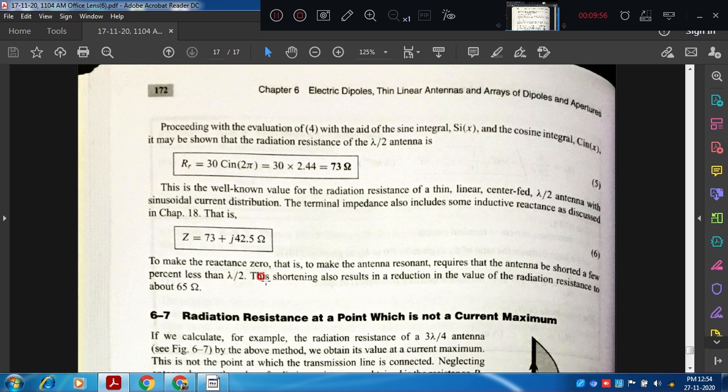To make the reactance 0, that is, to make the antenna resonant, requires that the antenna is shortened by a few percent to less than lambda by 2. This shortening also results in a reduction in the value of radiation resistance to about 65 ohm. Therefore, the radiation resistance of a lambda by 2 antenna is what? 73 ohm, right?